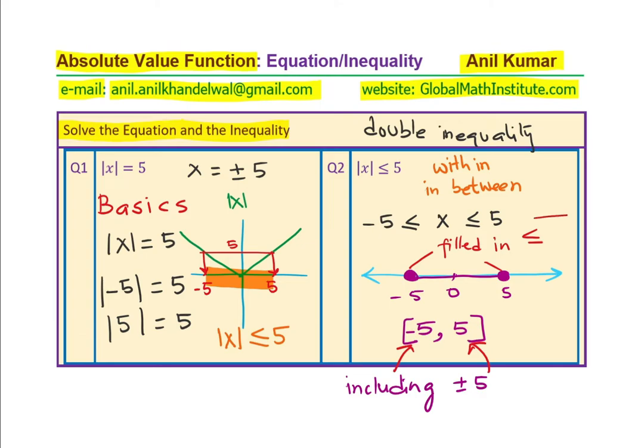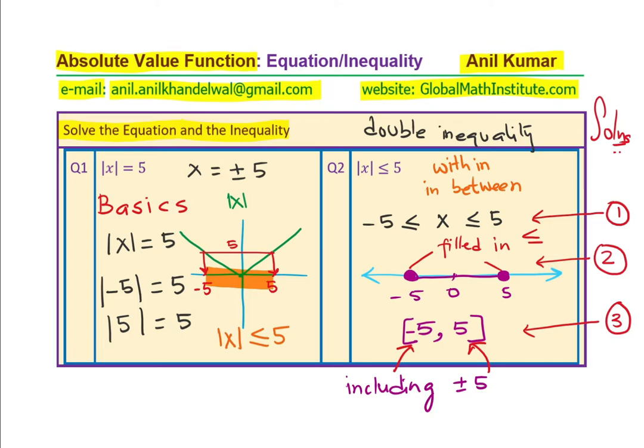So there are three ways of providing a solution. One, using inequalities. Two, using the number line. And three, using the interval notation. So these are the three ways in which we can provide the solutions, right? So keep all these things in mind while answering the questions.